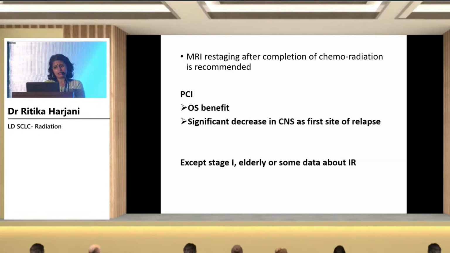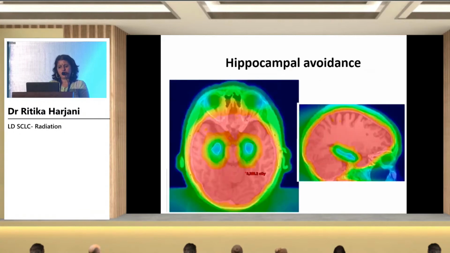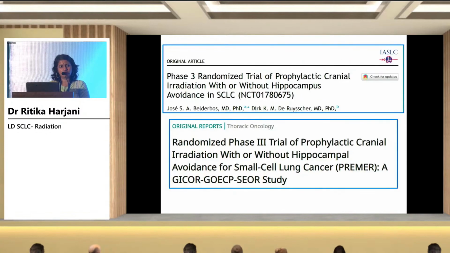You need an MRI restaging after completion of CTRT as per guidelines. It gives the overall survival benefit along with significant decrease in CNS as first site of relapse. Dose is a little lower than the whole brain RT we give for brain mets, 25 gray in 10 fractions. Higher doses have just shown increased neurotoxicity, no improvement, and the volume is whole brain. Just the last thing, that now there are trials on hippocampal avoidance whole brain RT in prophylactic cranial irradiation too.